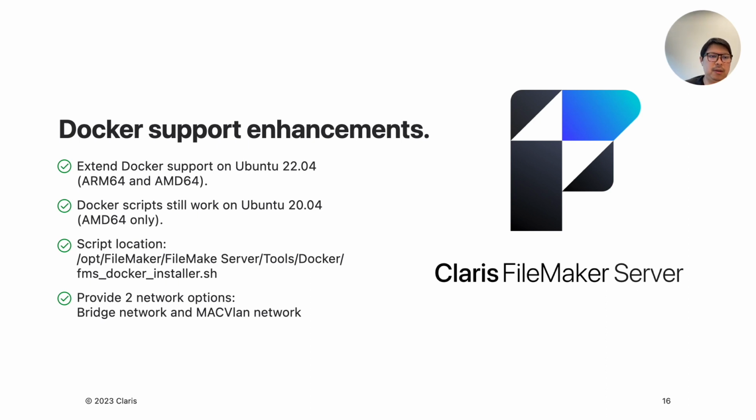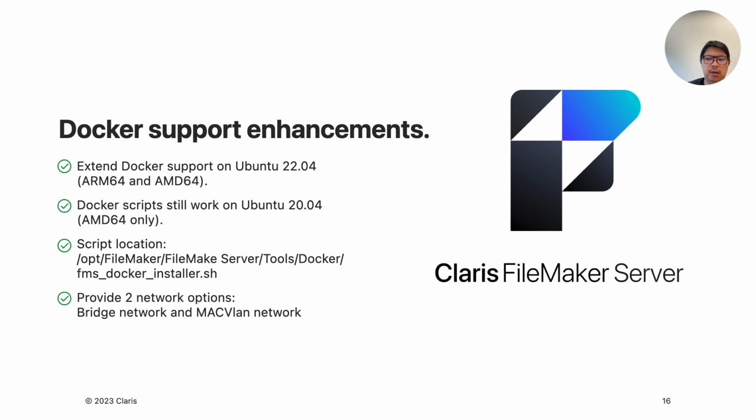When you install FileMaker Server on a Linux box, the script is in the installation directory under Tools, Docker, FMS Docker installer. What does the script do? The script will first check if the host machine has Docker installed. If not, it will install it. It will get the base Ubuntu 22.04 package Docker image, and based on the host machine, it will pick either ARM64 or AMD64.